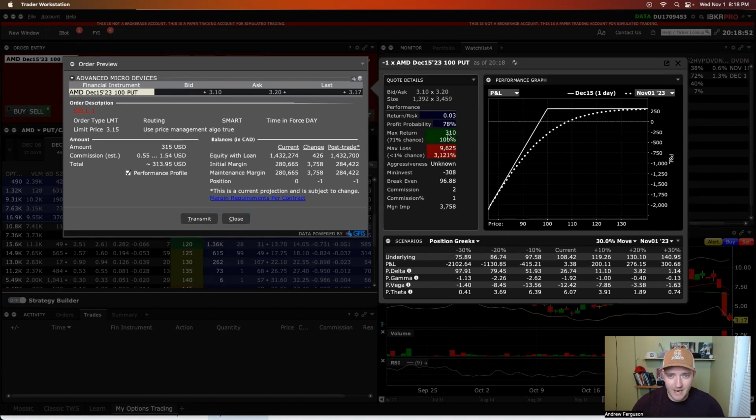Max return, 310. 71% chance of getting 100% profit. That's a pretty good deal. Okay, profit probability overall, 78%. We just want to take this 71 max return, looking for the maximum amount that we're going to get back. 71% chance, let's put that into our spreadsheet in Google Sheets.